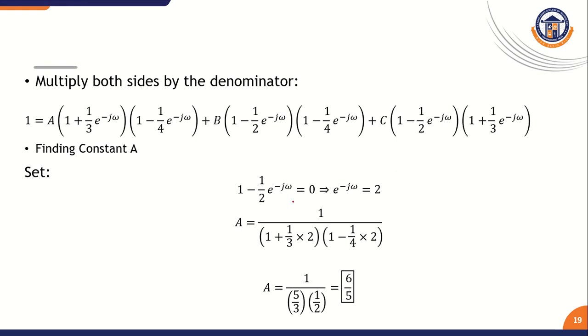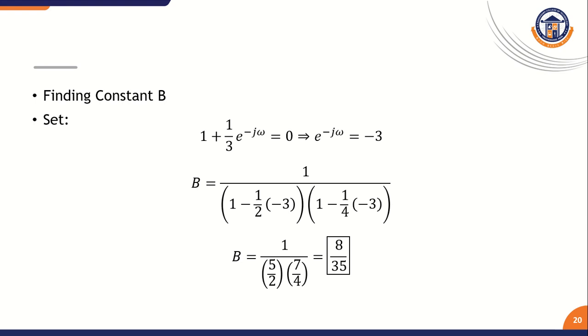Already we know the concept of partial fraction. Through this concept we have to find a value. To find the a value, we need to cancel b term and c term once we are substituting e power j omega equal to 2. Here we can substitute 2 value here. Here also e power j omega 2 cancel, so automatically this term comes 0. This term comes 0. At that time we can find the a value, that is equal to 6 by 5.